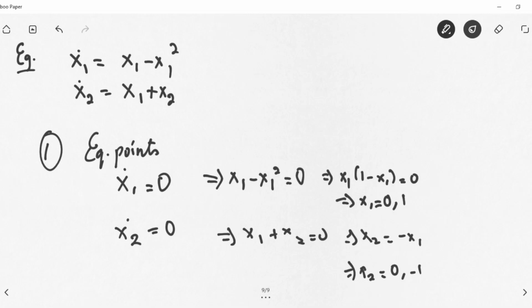So corresponding to x1 equal to 0, x2 will be 0. Corresponding to x1 equal to 1, x2 will be minus 1. So we have, therefore, the equilibrium points (0, 0) and (1, minus 1). So these are our equilibrium points. Now with these equilibrium points, we need to linearize the system. We need to find out the A matrix.